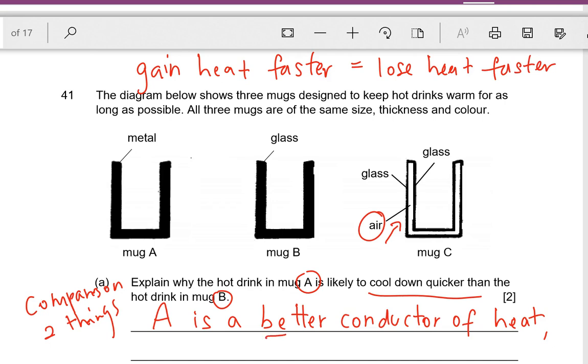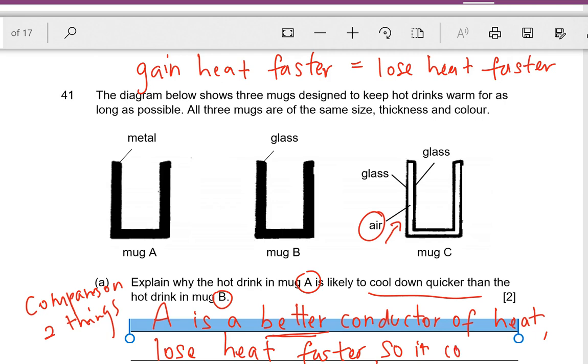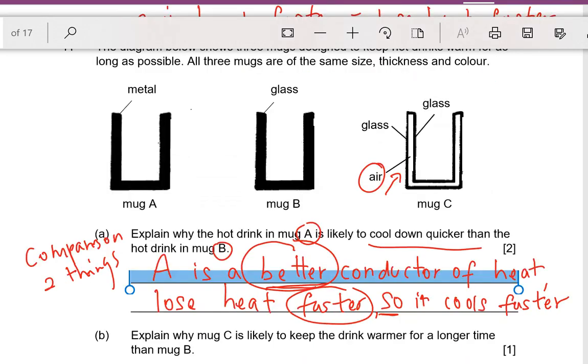When you say that A is a better, why better? Because you compare against B, right? It's a better conductor of heat, so what happens? It's going to gain heat faster. It's also going to lose heat faster. So it cools faster too. Okay, so your comparison words, better and faster. Comparison word in pairs. Alright, and also the connector so. Alright, let's go on to B.